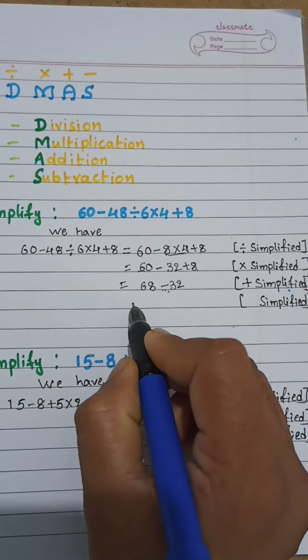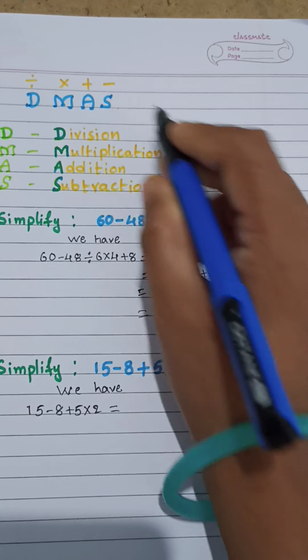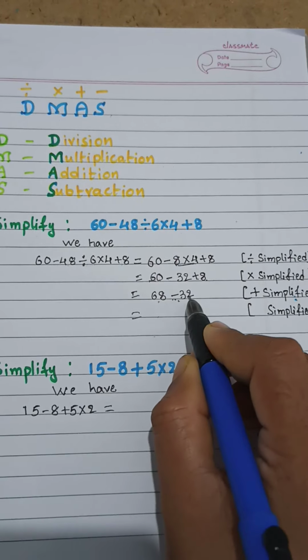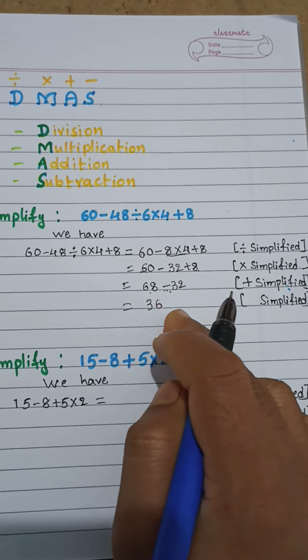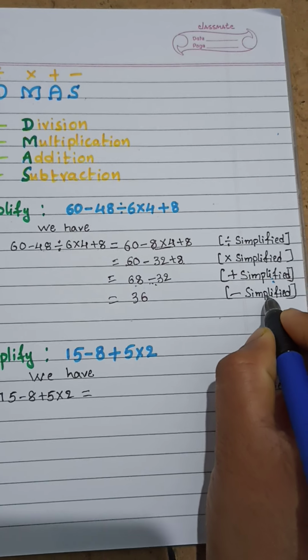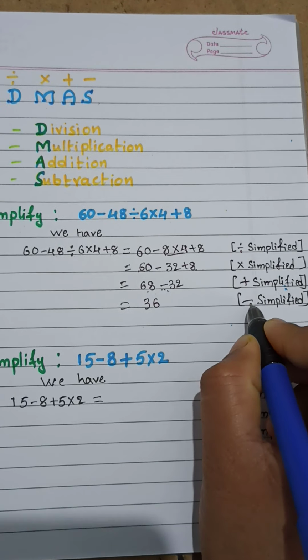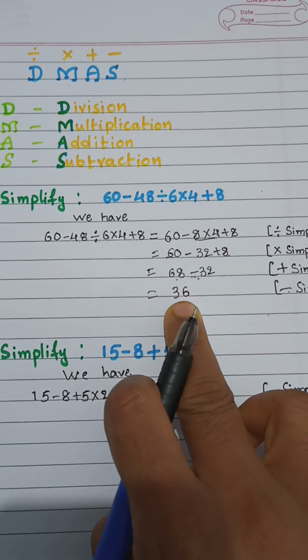In the next step, the last step, subtraction. S. 68 minus 32 is 36. In this step, we have done subtraction. Simplified subtraction. This is the answer.